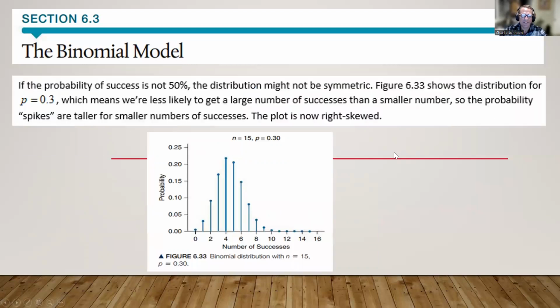Now, what if the probability of success is not 0.5? What we see in this distribution is it might not be symmetric. Figure 6.33 below shows the distribution for a probability of success of 0.3, which means we're less likely to get a large number of successes than a smaller number. So the probability spikes are taller for the smaller number of successes, and now our plot is right skewed.